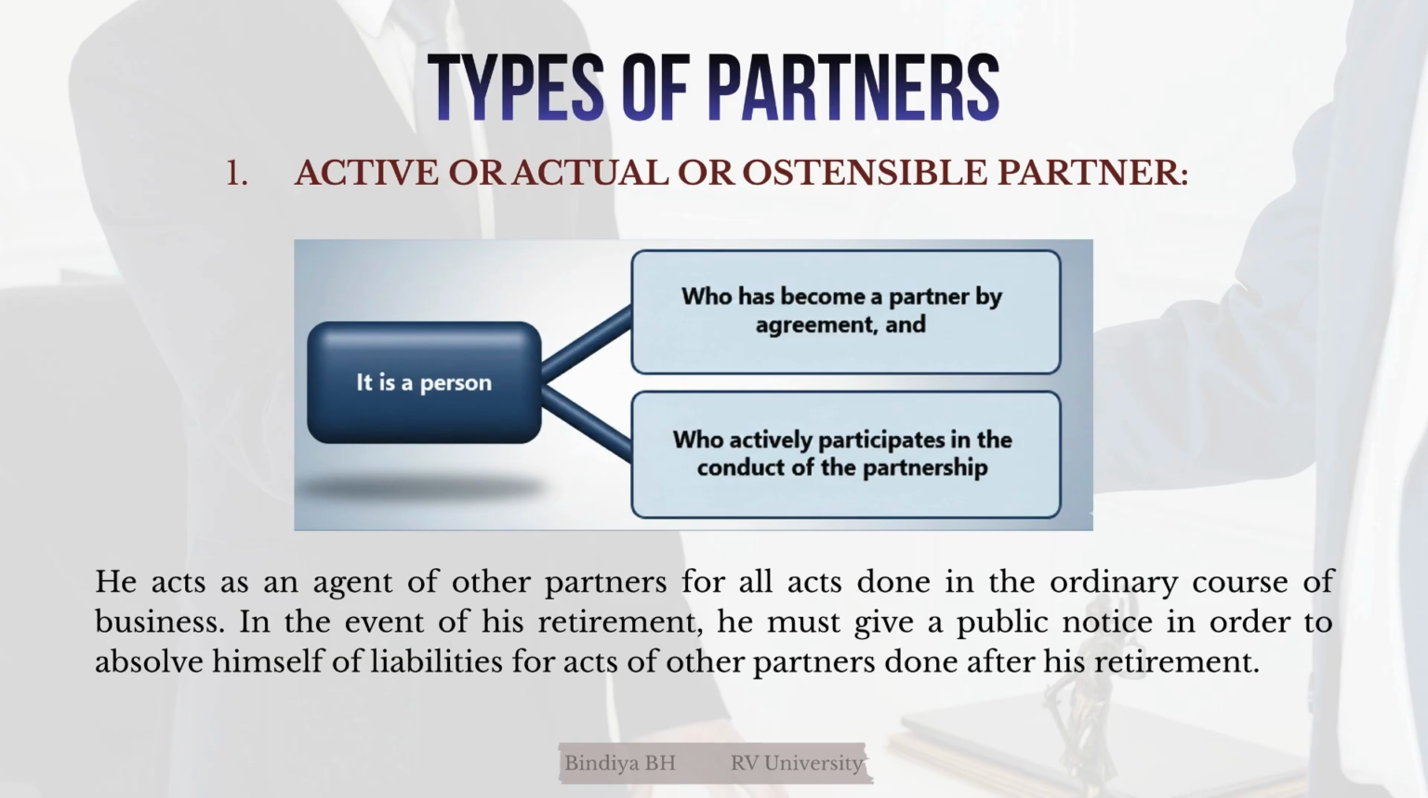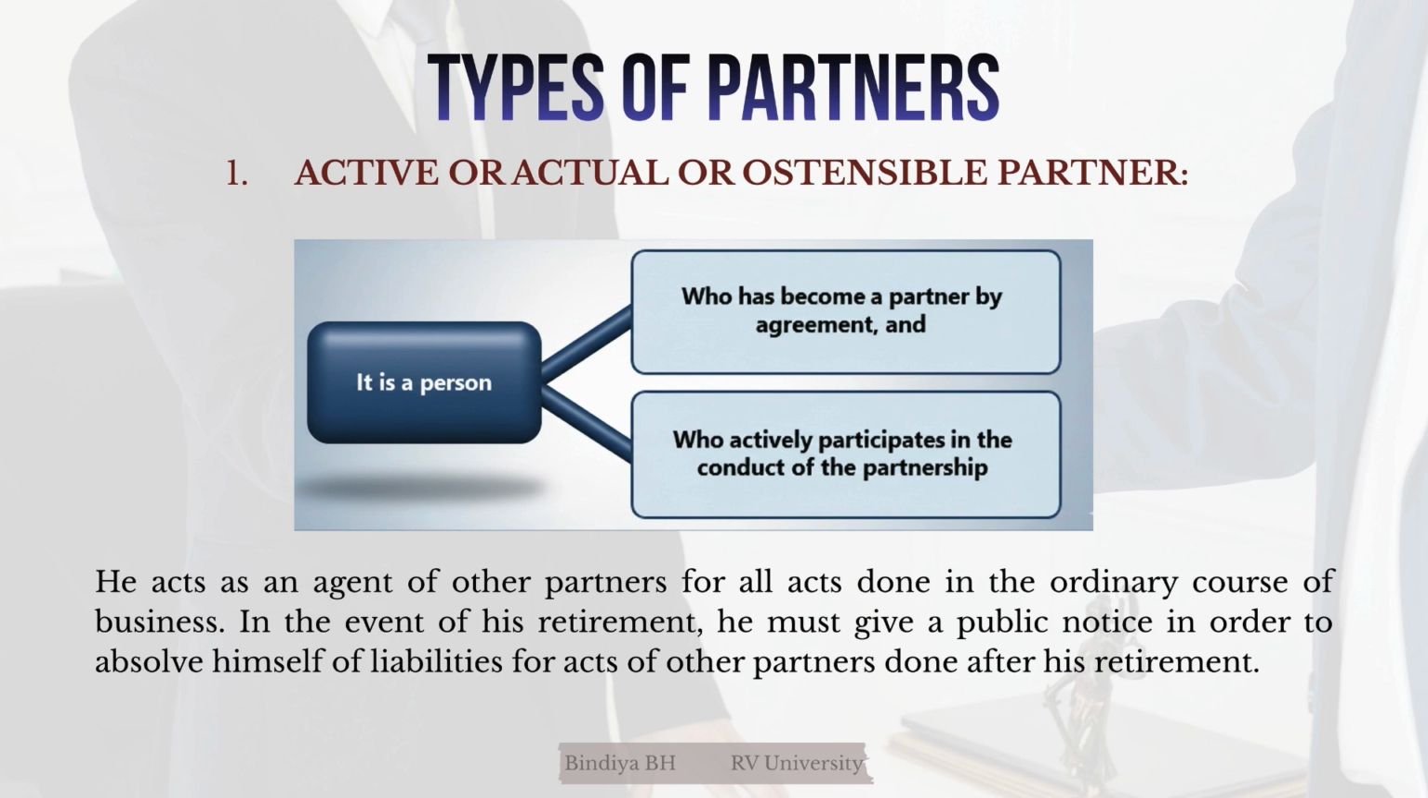So, let's explore. Firstly, we have a partner called an active partner, also called a managing partner. So, who is an active partner? A partner who actively participates in business and manages the day-to-day affairs is called an active partner, and also called a managing partner. For example, in a CA firm, the partner who handles the clients daily is an active partner.